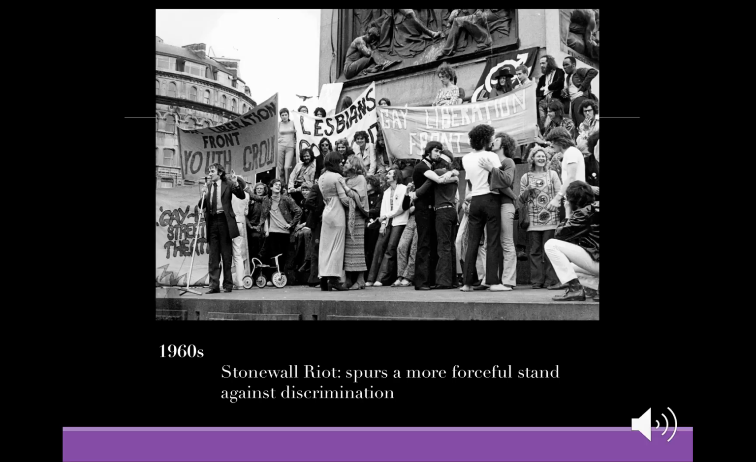By the 1960s, you have social protest against the mistreatment of homosexuals in society. The Stonewall riots in June of 1969, where this became this celebrated moment in the history of gay rights. The Stonewall riots started at a bar in New York City known as the Stonewall Inn.